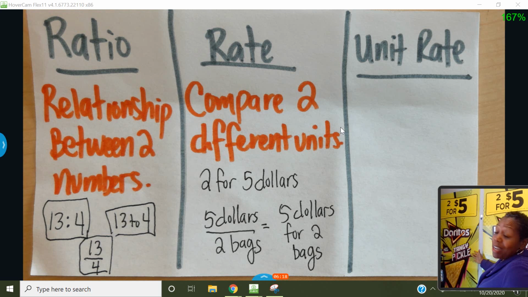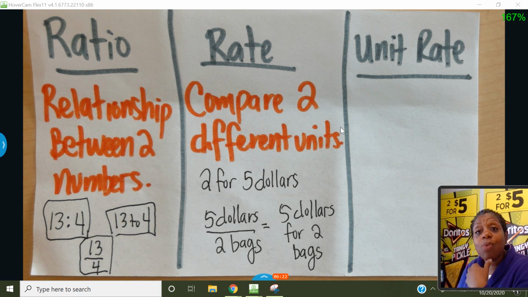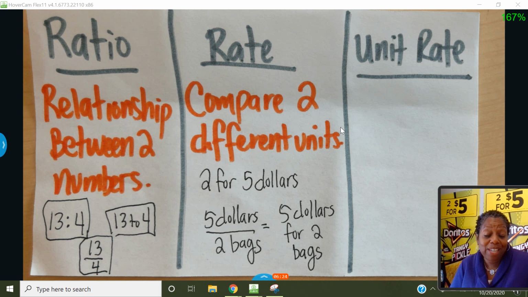So what I'm going to do is go to the cashier and say, hey, can you tell me the price for 1? I just want 1 bag, and if I like it, maybe I'll come and get 2 more. But for now, I just want 1 bag. How much is 1 bag?